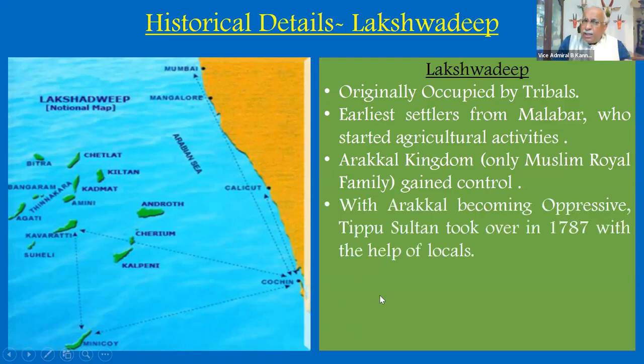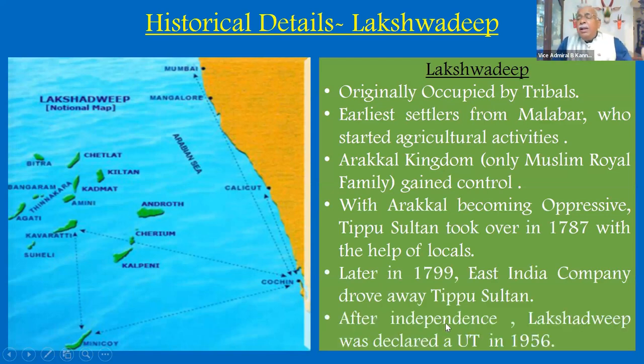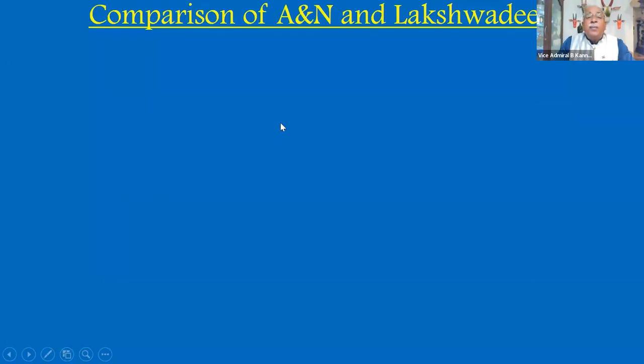Then Arakkal became very strict for the population. They were very unhappy with it. They took Tipu Sultan's help to take over the islands. Then later, nearly almost 1800, the East India Company drove away Tipu Sultan from there. And then British were holding it. Then India became independent. It became a union territory in 1946.